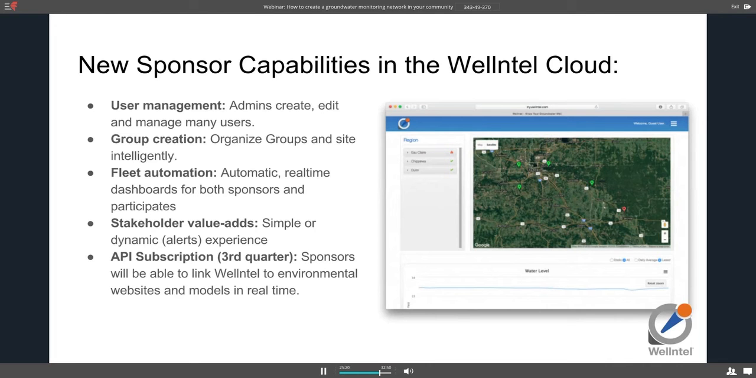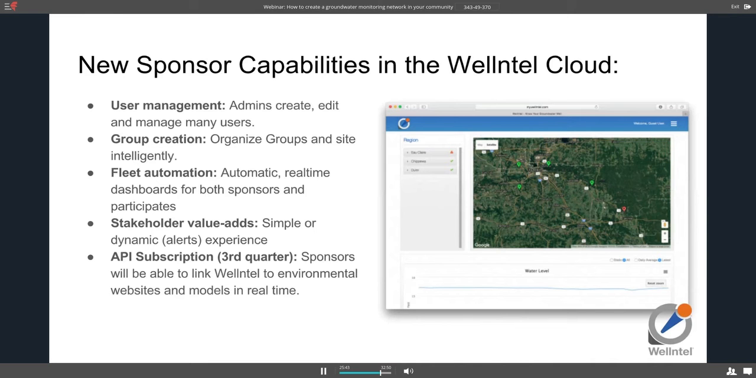We provide sponsors with a whole bunch of stakeholder or participant value adds. For example, one way to organize a participant's dashboard is to have it be very simple, and another is to crank it up with alerts that might engage the participant in information that's important to them, like water level to the pump, or recovery periods extending, or pump cycling that could indicate leaks and lower their costs in the long run.